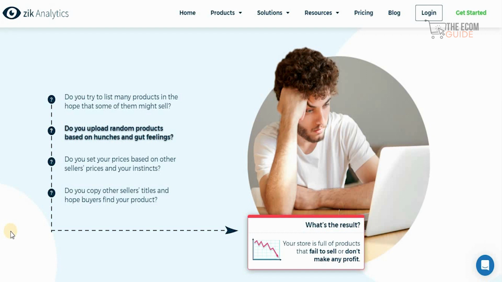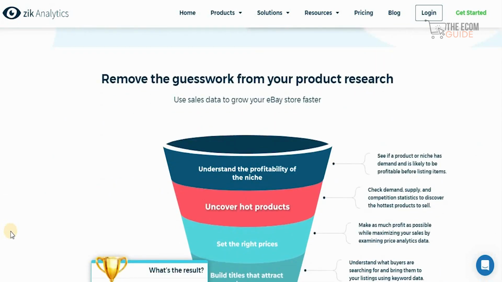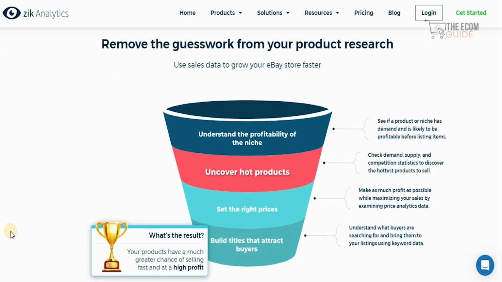And if you want to set your prices based on other sellers' prices, that is completely the wrong strategy, and if you're copying other sellers' titles and hoping buyers will find your products, then you're on the road to destruction. You've got to make sure that you are a very unique seller and you set yourself apart and become a leader in the industry. And with the help of Zinc Analytics, you can actually achieve every single one of these elements. They remove the guesswork from your product research, and you use the sales data to grow your eBay store faster.